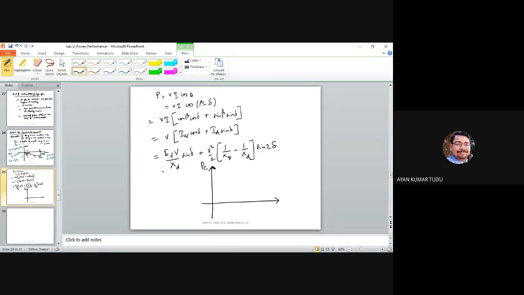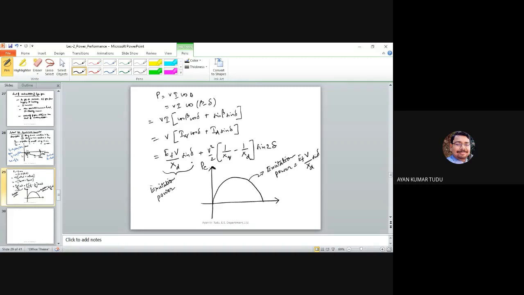So see, this is the first part. This part is known as our excitation power. What is the expression? Ef into V by Xd into sine delta. This expression is more or less similar to the expression that we have obtained for our cylindrical rotor synchronous generator, where P was equal to Ef into V by Xs into sine delta. So this is our excitation power: excitation power equal to Ef V by Xd sine delta.